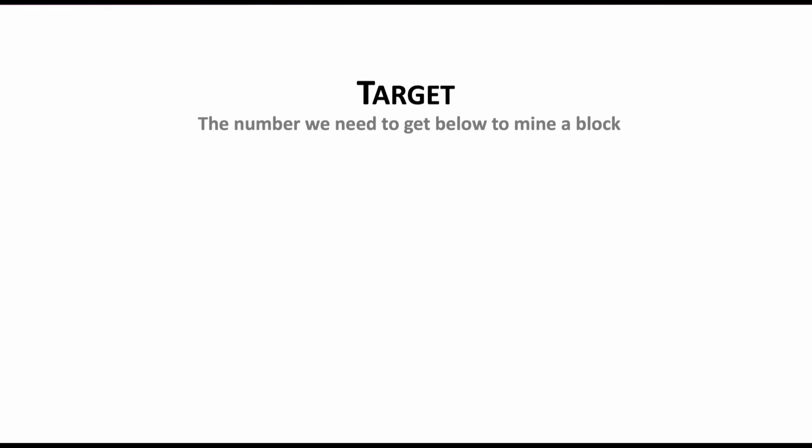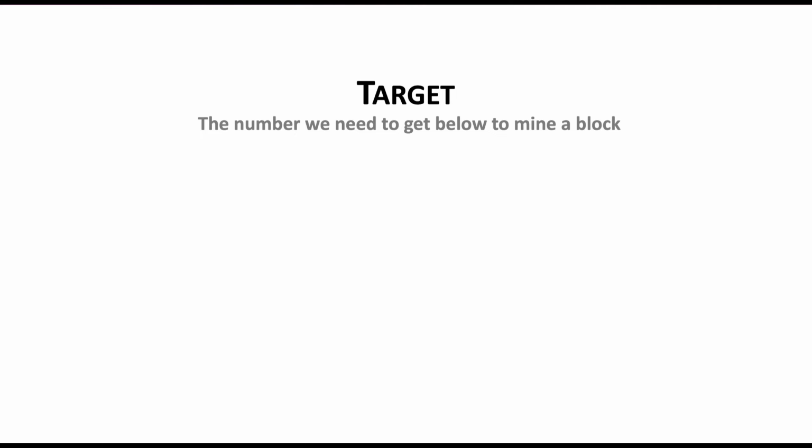So we say mining is to get a hash smaller than or equal to the target. Target is a number we need to get below to mine a block. It's obvious that this target is very important for mining. But how does this target impact mining?